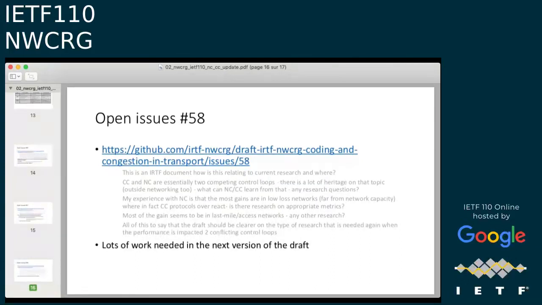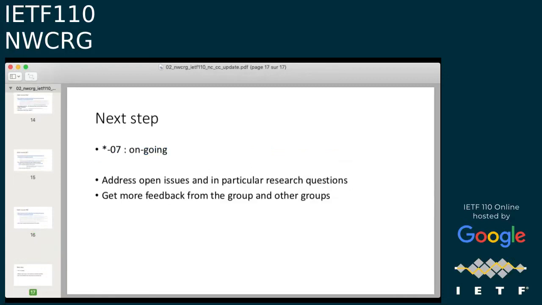So the next slide is on what we're going to do. Basically, there is a new version ongoing, and we plan to address the open issues as soon as possible. Also we try to have some other research groups, because this affects the control. We think we can attract some synergy with other working groups on this topic.